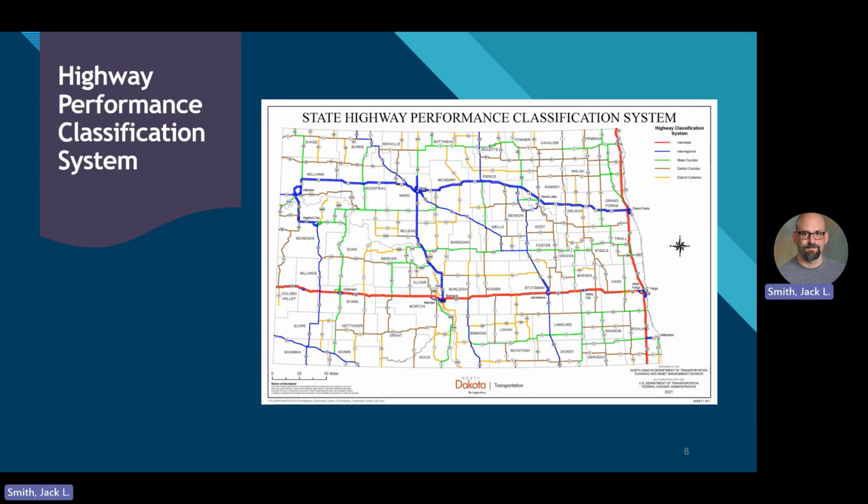Additionally, North Dakota DOT has their own highway performance classification system. This is a little bit more granular than functional classification. We do have interstate called out. Additionally, we have our interregionals that are blue on the map. But then there are lower 3 tiers, some of which is on the NHS, but most of it is not on the NHS.